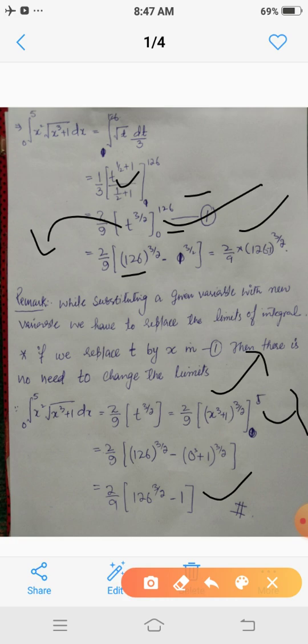So in this way you can solve any such integral by using the previous methods of indefinite integral which we already discussed. So in this way you can solve all such integrals.